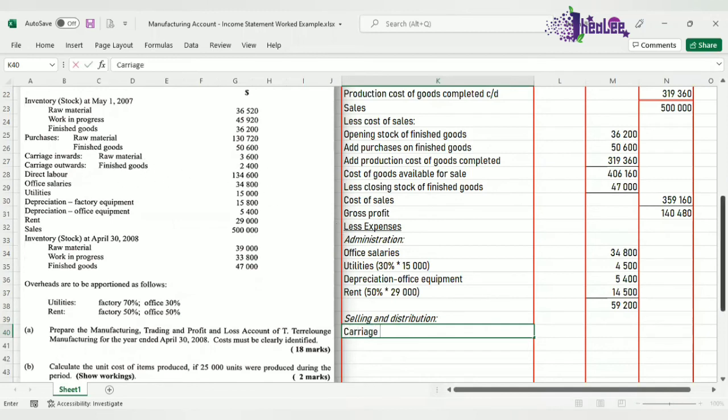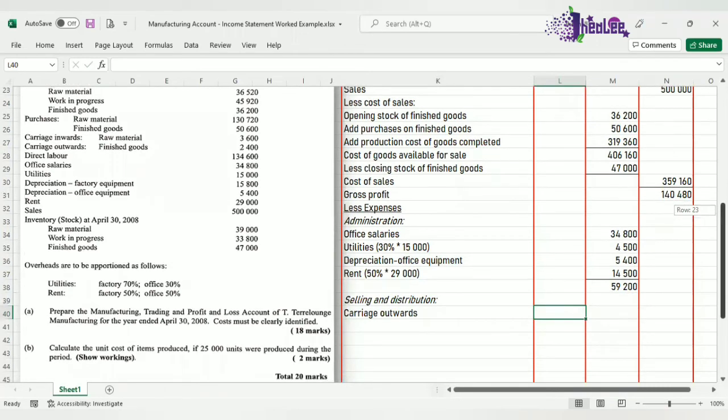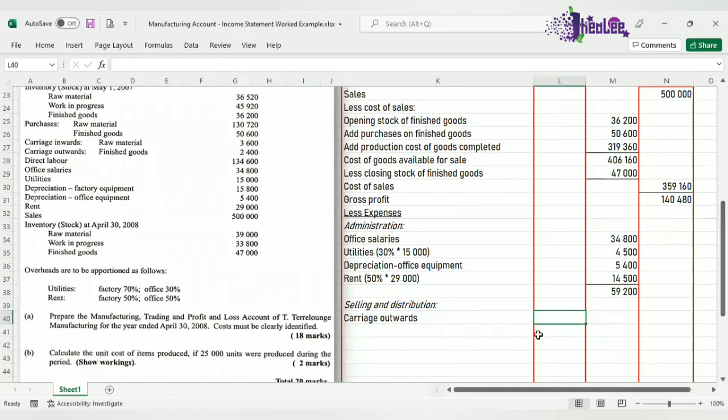So that's carriage outwards. And bear in mind that if you have more than one selling and distribution expense, you would list them in this first monetary column, which is your calculation column. And then you would put the total in the middle column because you would need that figure to calculate your total expense. And in this question, because there's only one, we're going to use this middle column, and that value is 2,400. Our next aim is to look out for any financial charges, but in this question, there's no financial charges.